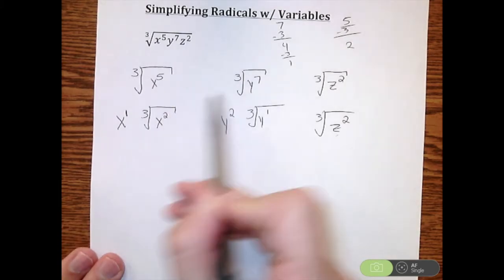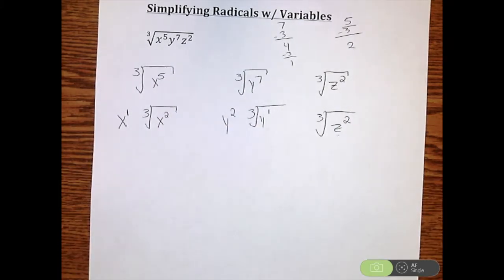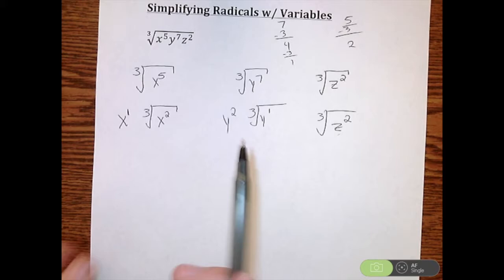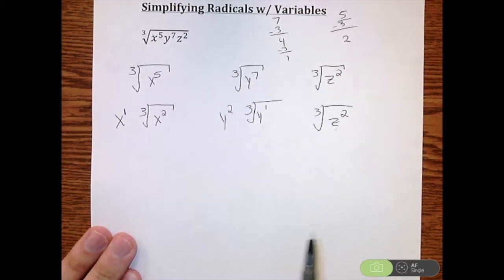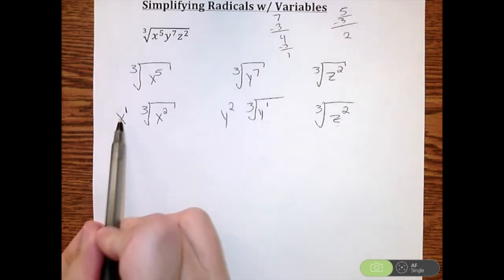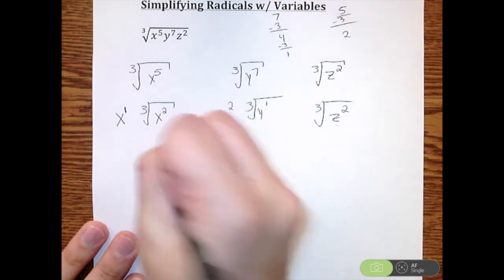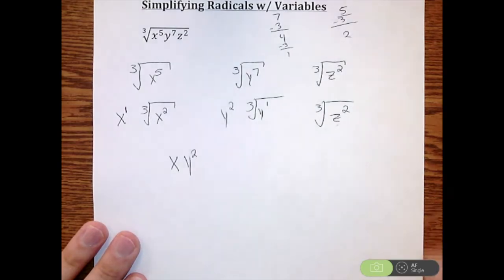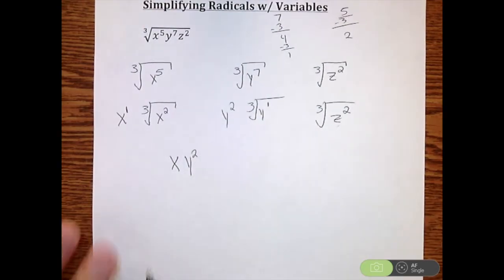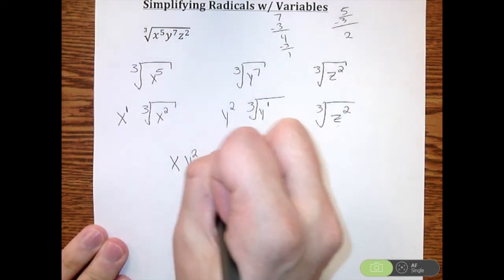Once I treat each of them individually, I'm going to bring everything back together. What I look at is what is outside my radicals, what's leading out front of my radicals. I'm going to put those together. So I have an x, there's my x. I have a y squared outside my radical, and I have nothing else outside my radicals. Then I'm going to group together what is left on the inside.